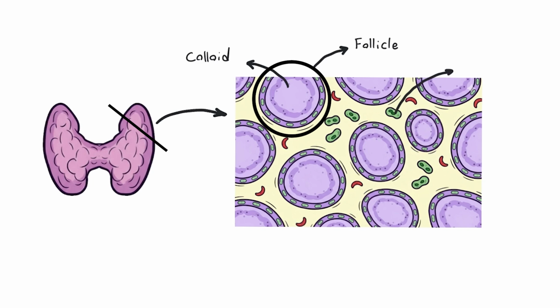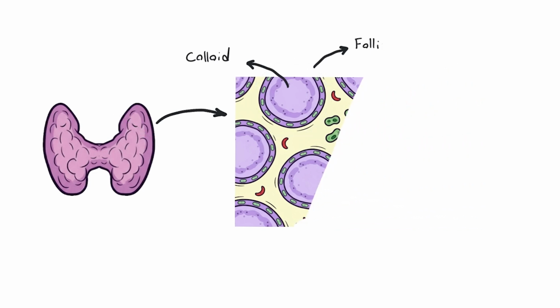Surrounding the follicles are C cells, or parafollicular cells, which play a role in regulating plasma calcium levels by secreting the hormone calcitonin. Finally, the hormones secreted by the thyroid enter the surrounding blood capillaries and, through this route, reach their target cells throughout the body.